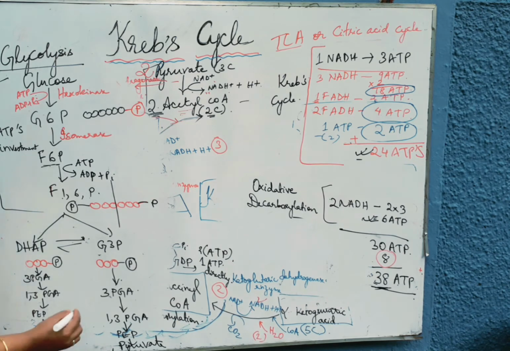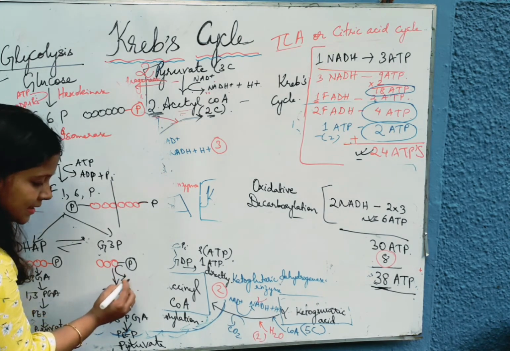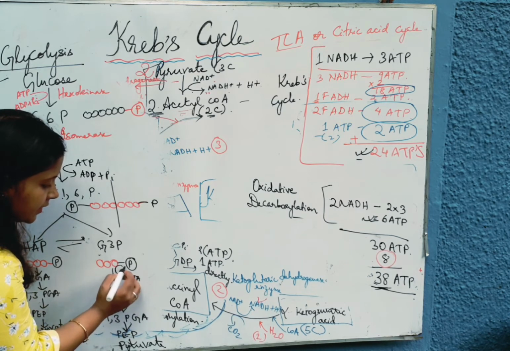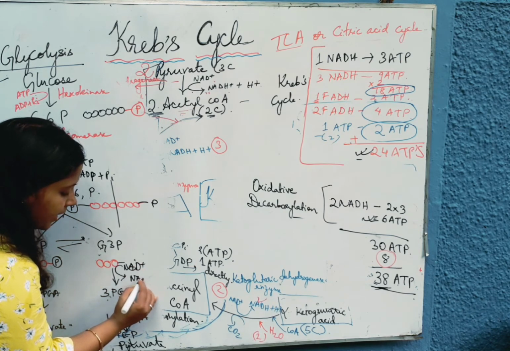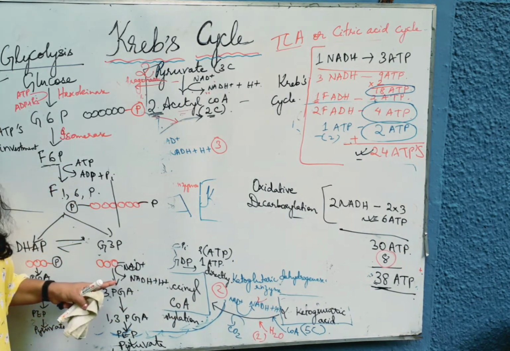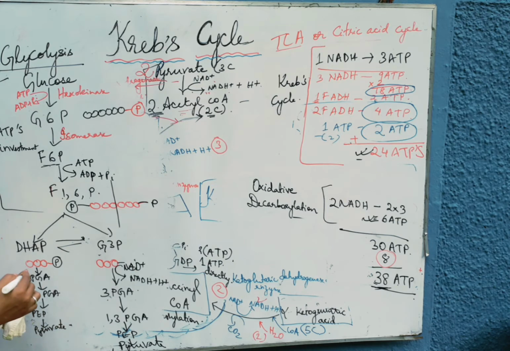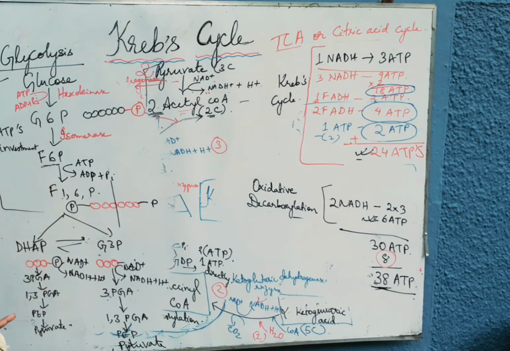Between this glyceraldehyde 3-phosphate and phosphoglyceric acid, dehydrogenation takes place. So NAD plus picks up hydrogen to produce NADH plus H plus. Here one NADH is produced. That means here also the same process will take place, and NADH will be produced. Now one more ATP is to be produced here.